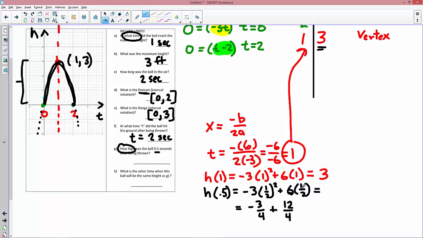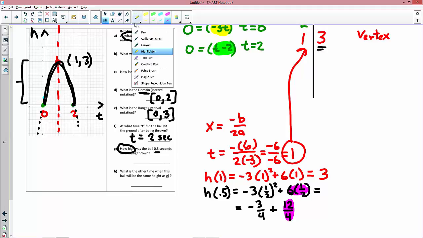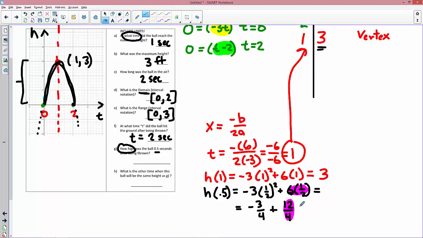Okay, there's some middle school skills there. So this is equal to 3. This is equal to 3, but why would I bother writing 3? Because 3 is not going to help me. I need something over 4. So 12 over 4 is also equal to 3. If you divide 12 by 4, you get 3. And that's finally equal to 9/4.